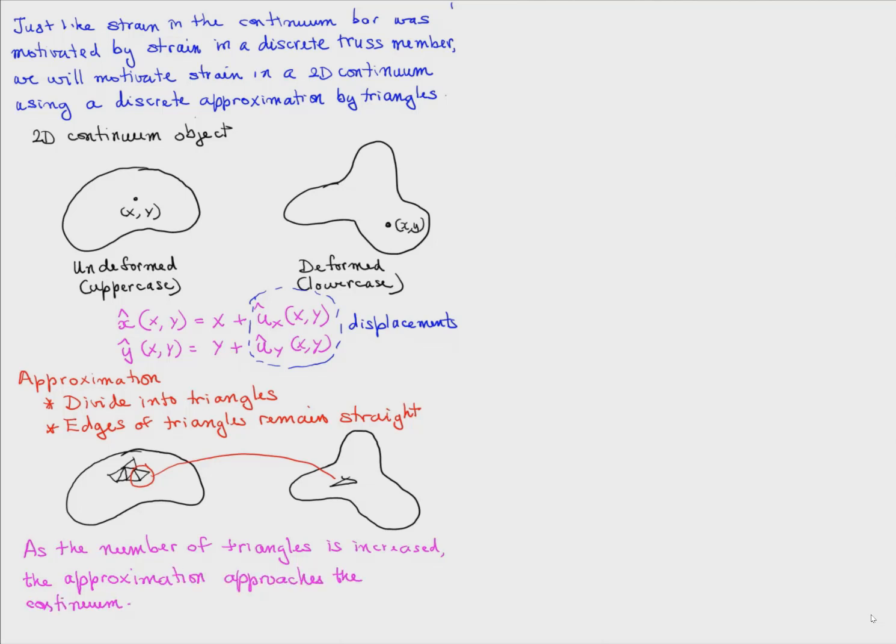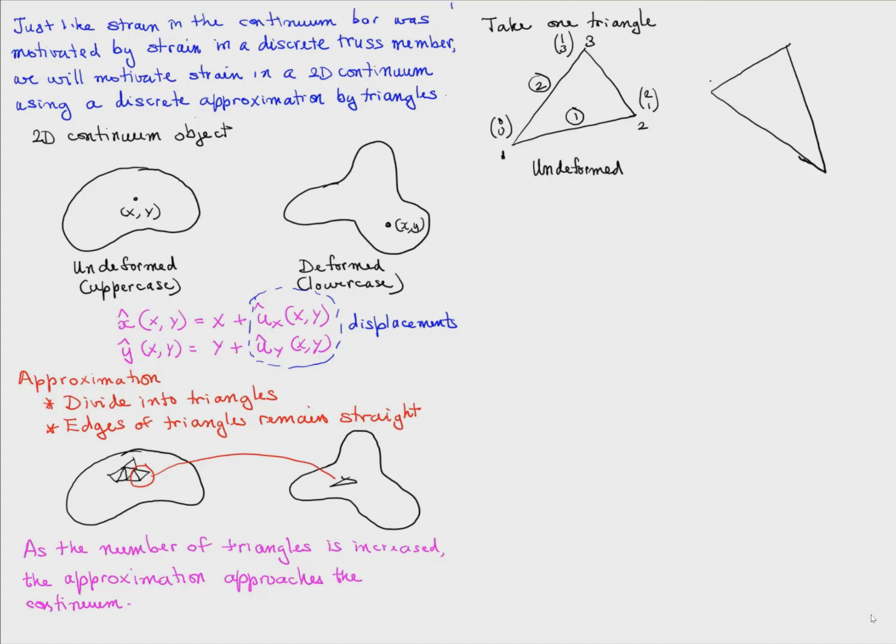So let's take one triangle, for example. Suppose this triangle has these coordinates 0, 0, 2, 1, 1, 3 in the undeformed configuration. Let's label these two sides 1 and 2. And in the deformed configuration, let's say that the coordinates become 1, 1.5, 2.5, 1, 1.5, 4.